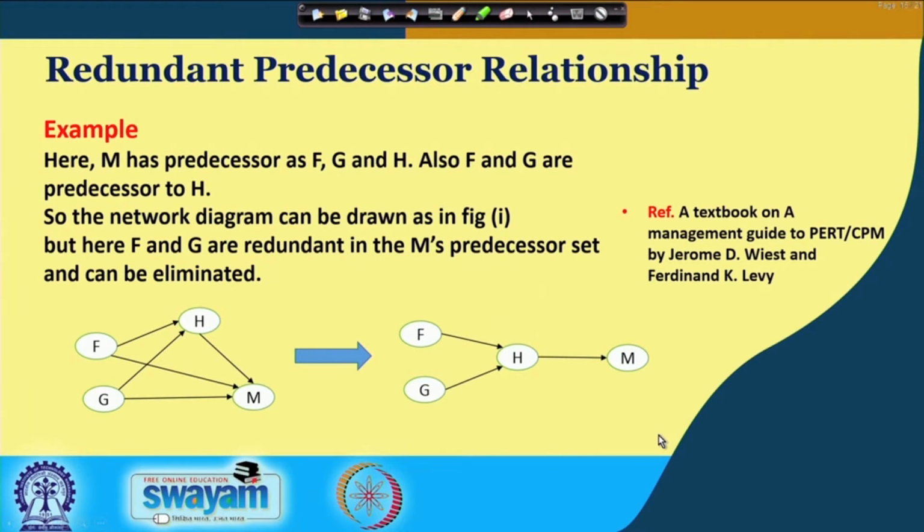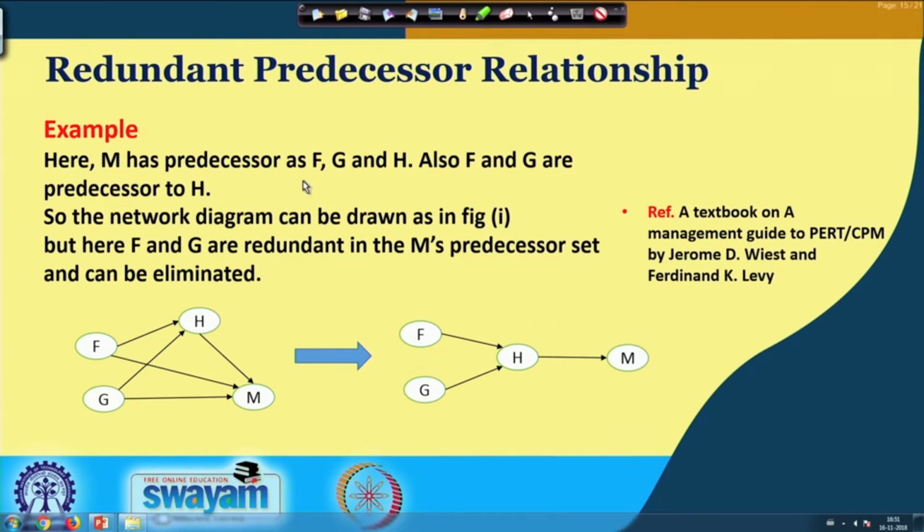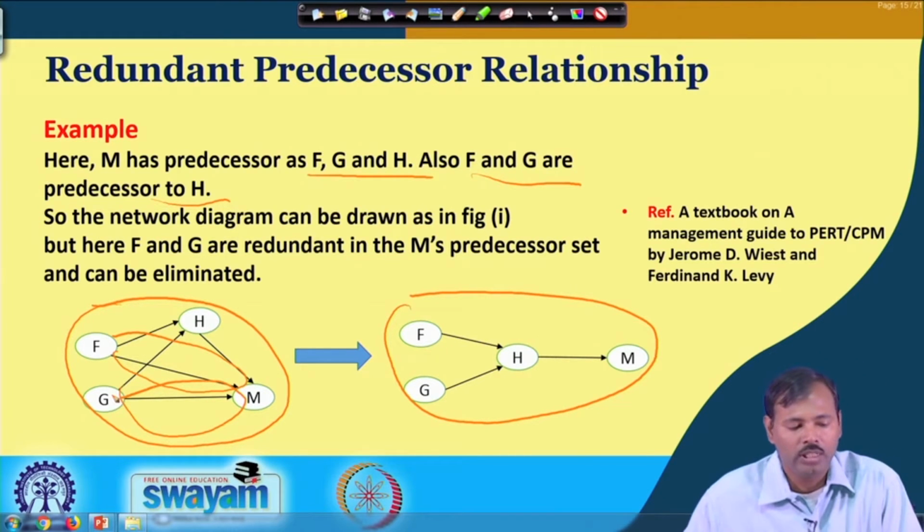So, another example of redundancy is shown here, where M has the predecessors F, G and H. F and G are also predecessors of H, which we have already discussed. So, we can come out with a network like this instead of having a constructed network like this. So, it is better for us not to go for this one, because putting these two arrows showing the dependency of M on F and G is of no use.